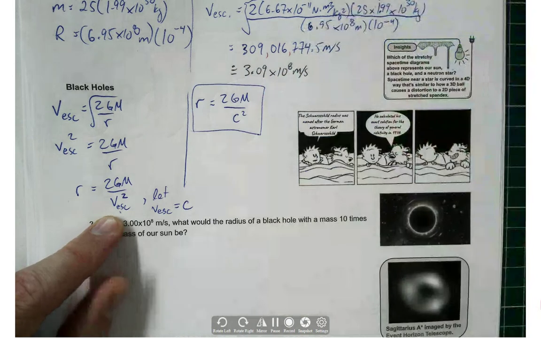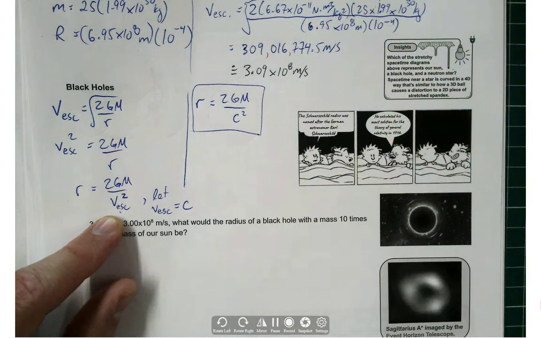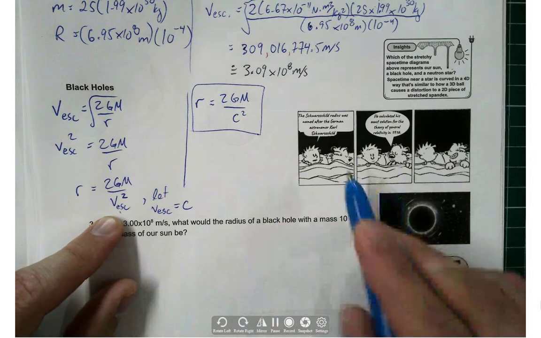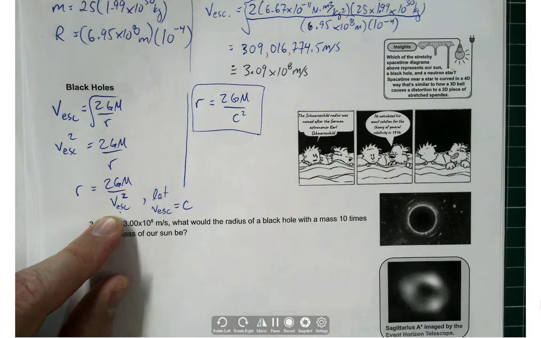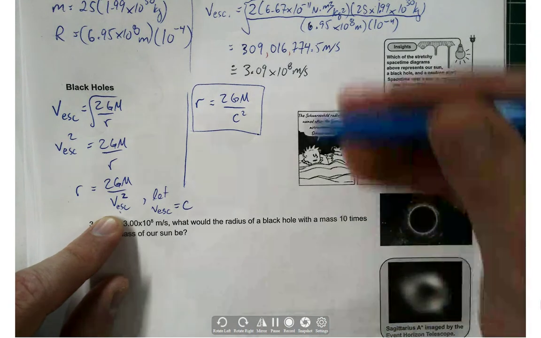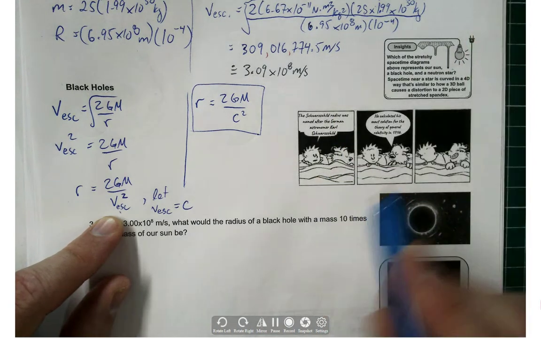This little cartoon that Calvin and Hobbes are talking about here, of course, that's not the original text. I infringed on something or other, I'm sure, and I replaced it with a conversation about Schwarzschild radiuses. But still, it's a good thing to think about at bedtime.